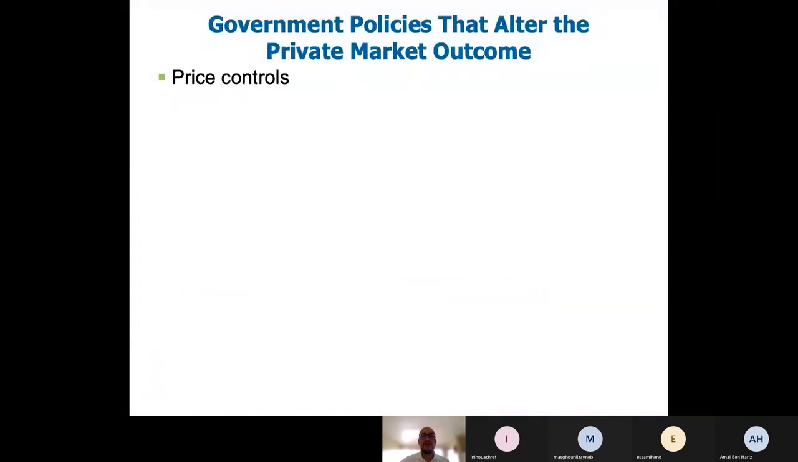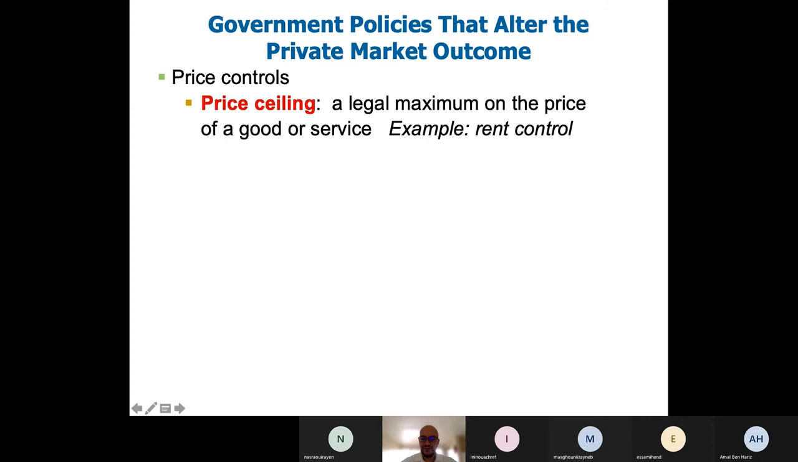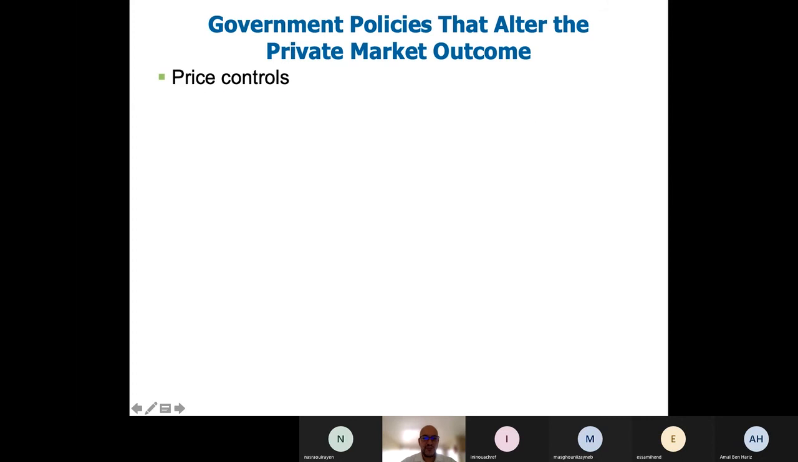We'll see two policies that alter the private market outcome, and how these two government policies will affect the market outcome. The first policy we are going to see is price control.